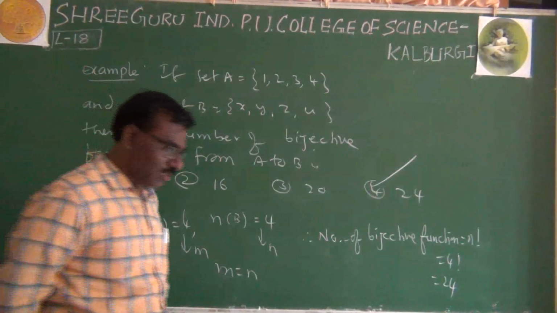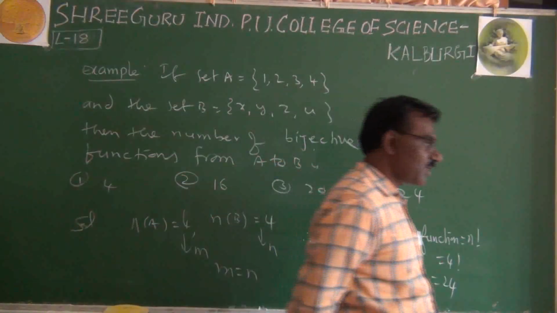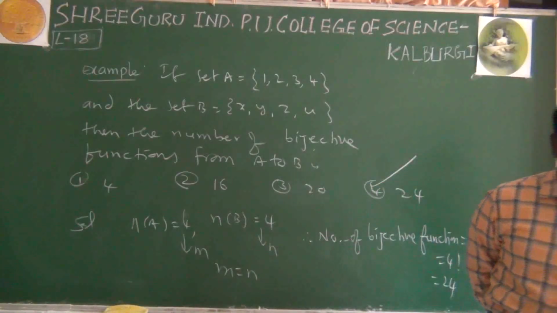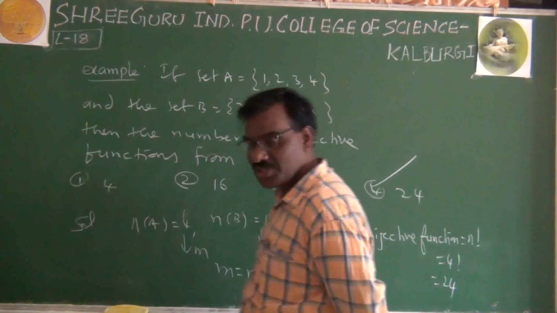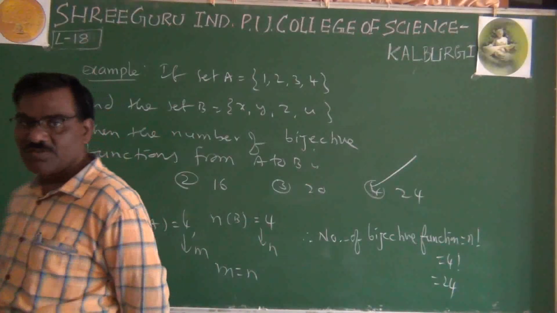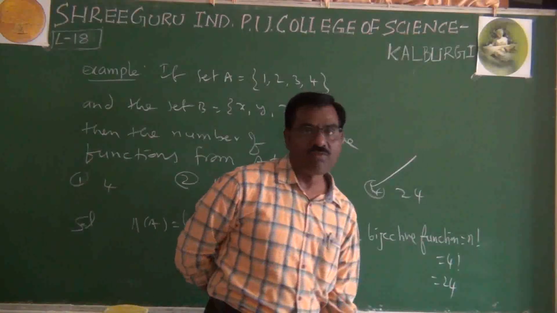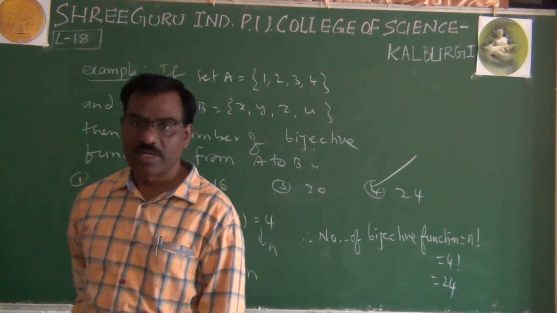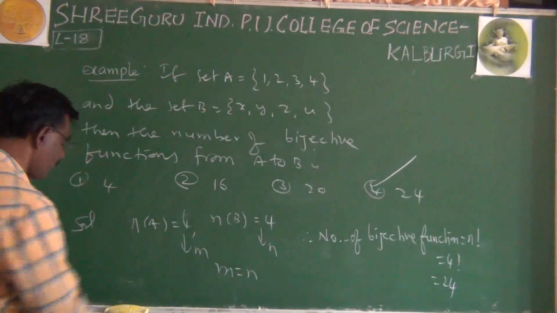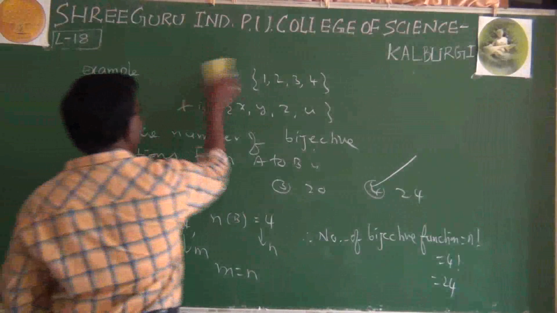I already explained: when the number of elements of set A equals the number of elements of set B, the functions are called bijective functions. For bijective functions the answer is n factorial. So the answer is 4 factorial, which is 24. This is a very simple question. Okay.